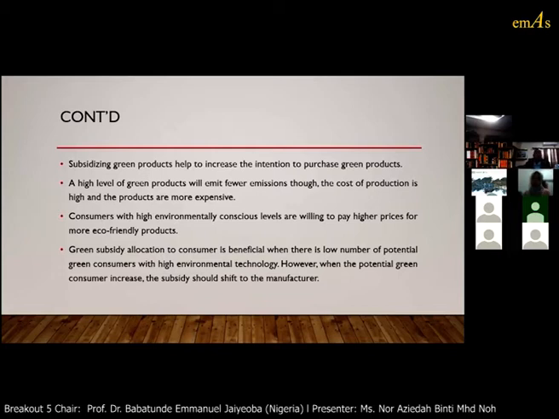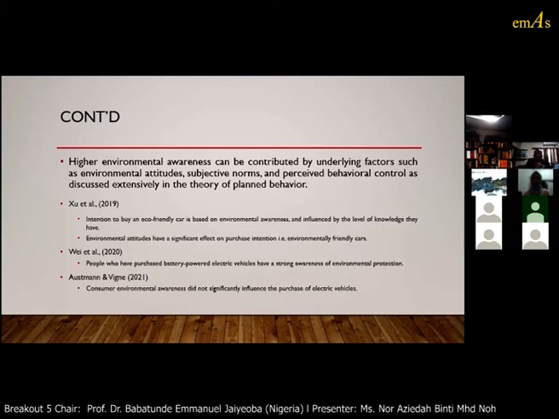Green subsidy allocation to consumers is beneficial when there is a low number of potential green consumers. However, when the number of potential green consumers is higher, the subsidy must be given to the manufacturer, which is more relevant. Higher environmental awareness can be contributed to by underlying factors, such as those discussed extensively in the theory of planned behavior.